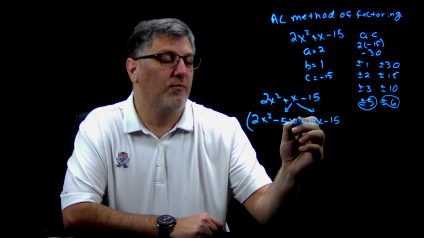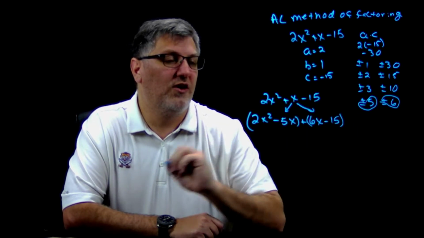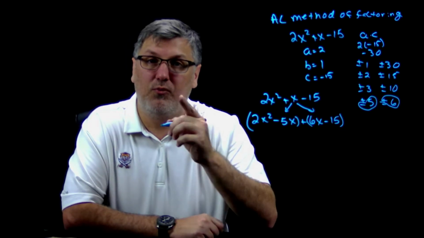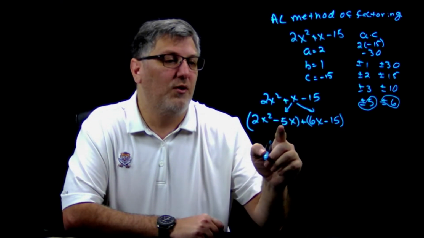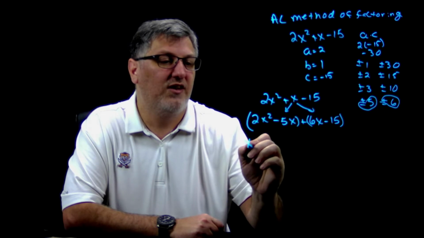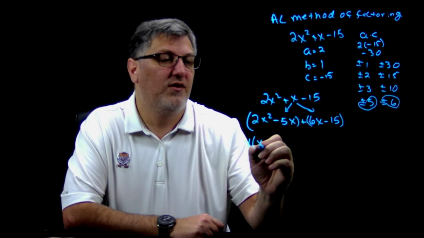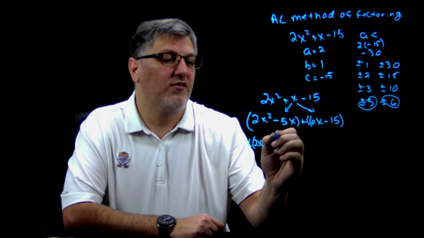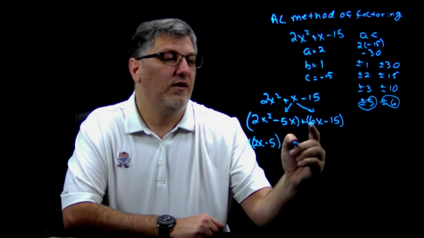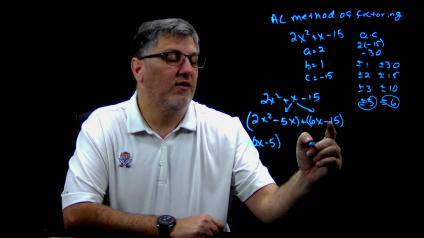And now we factor by grouping. The AC part's done. Now we factor by grouping. Once we group them, we factor by the GCF. 2x squared and 5x have an x in common. When I divide them out, I have my x, and I have a 2x minus 5.